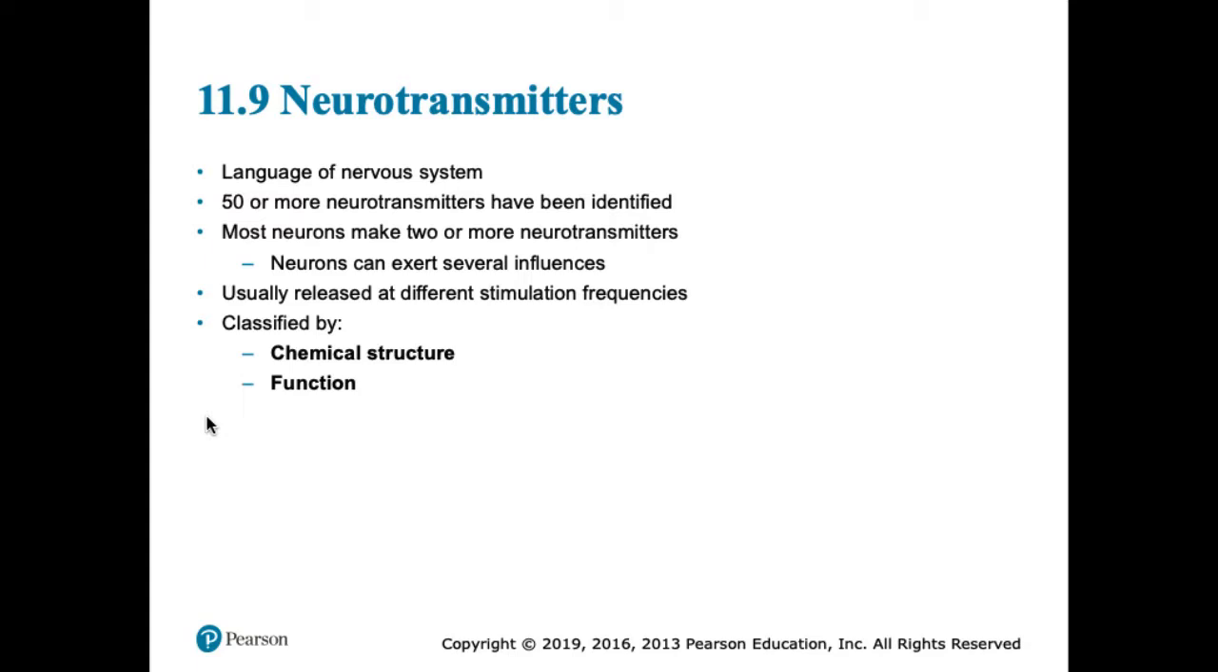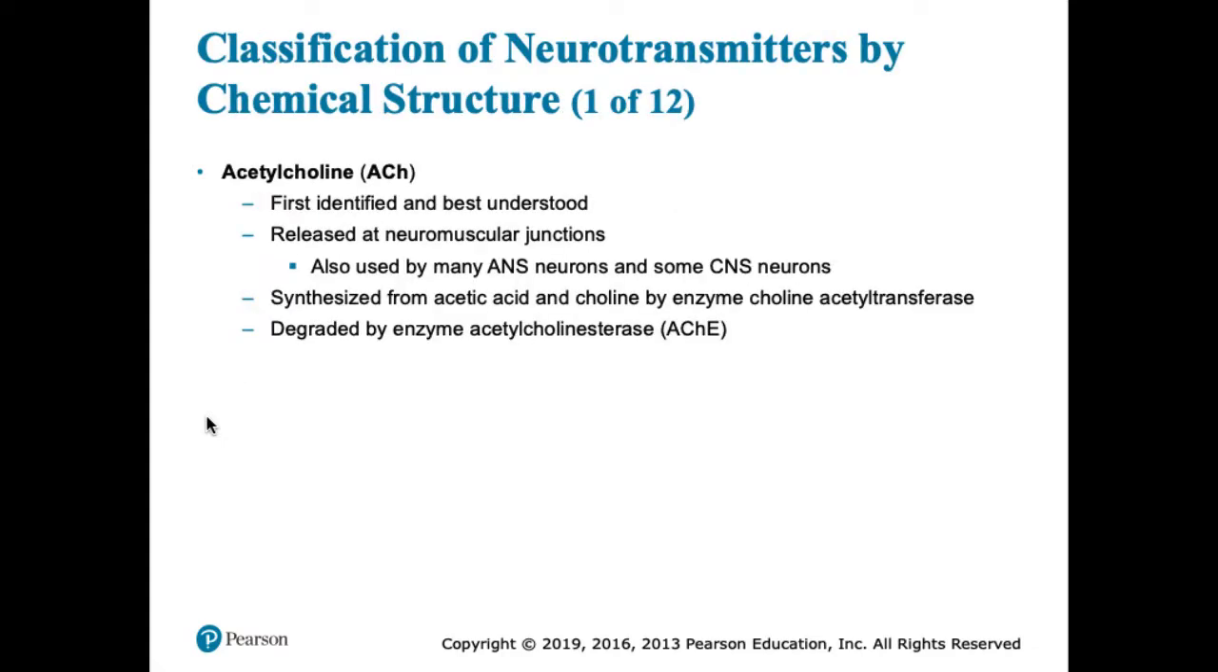And so neurotransmitters literally are the language of the nervous system. There are 50 or more neurotransmitters that have been identified, so there's a lot of them. Some of them we recognize more commonly than others, like acetylcholine. Most neurons make 2 or more neurotransmitters, so they can exert several different types of influences. It's usually released at different stimulation frequencies and usually classified by either their chemical structure or how they function.